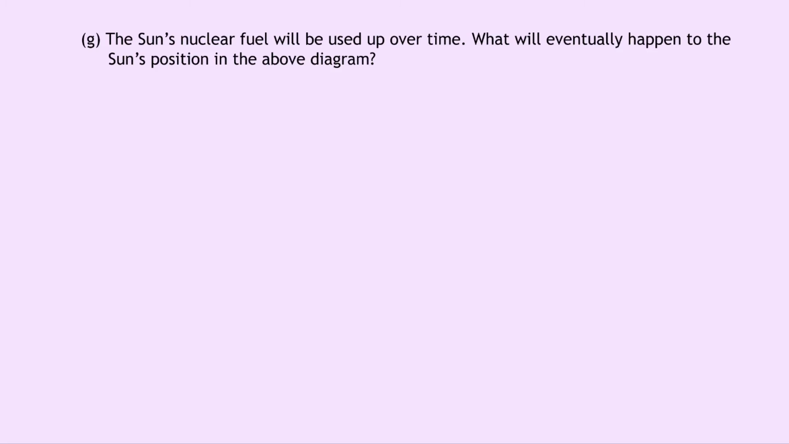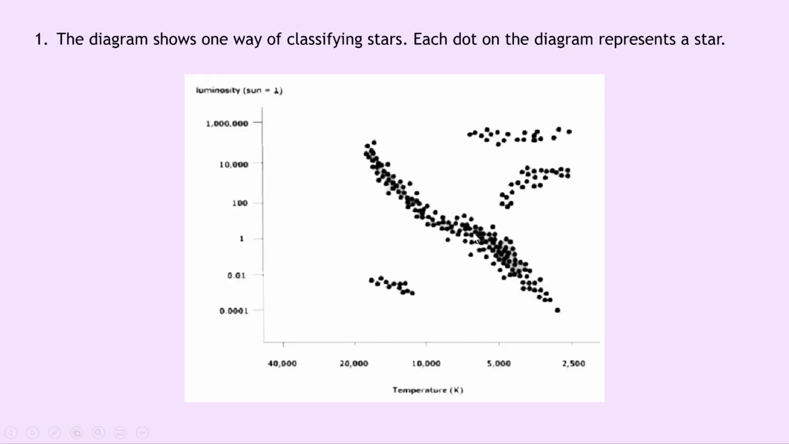Lastly, part G says that the sun's nuclear fuel will be used up over time. What will eventually happen to the sun's position in the above diagram? Well, once the sun leaves the main sequence, it's going to move upwards to the giant region. So let's say our sun was around here. Once it gets to the end of its lifetime on the main sequence, it will move up to the giant region here. That's all for this video, folks.